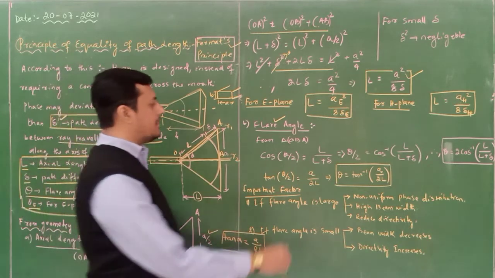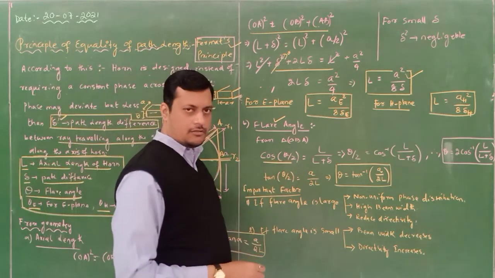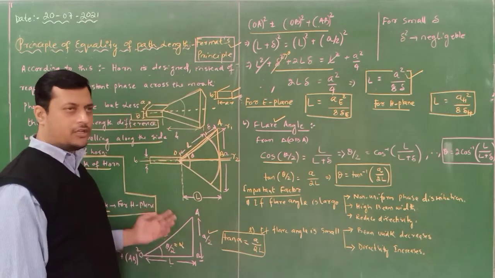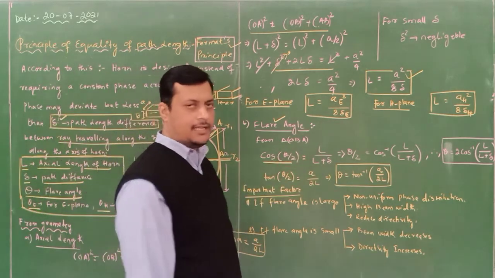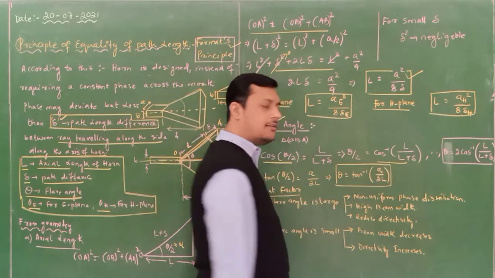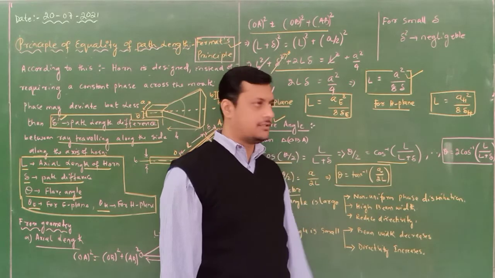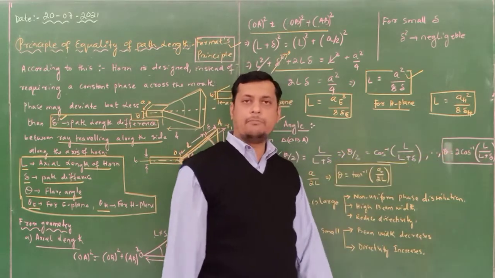Okay. Similarly, you can go for cos also. Cos theta by 2 is nothing but base by hypotenuse, L by L plus del. Theta by 2 is equal to cos inverse of L by L plus del, or theta is equal to twice of cos inverse of L by L plus del.